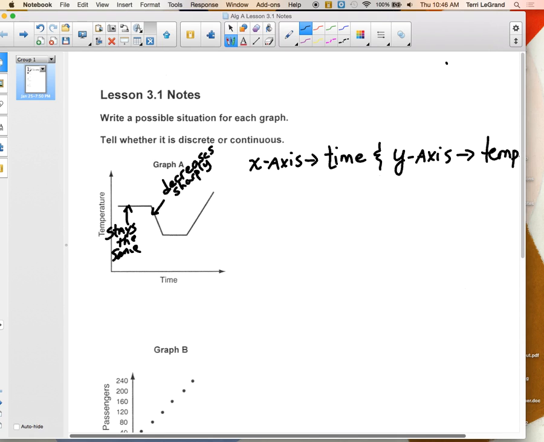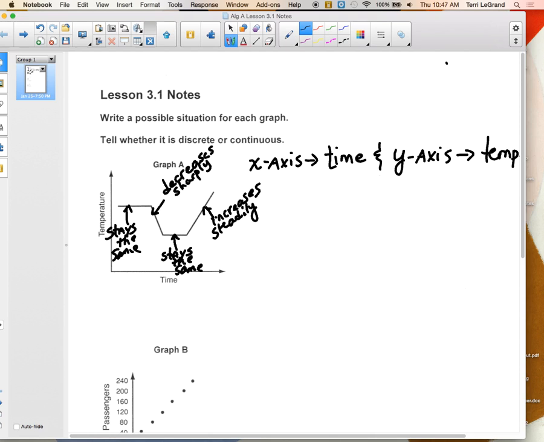How about, now we have this little section. What should we say there? Stays the same again. Okay. So whatever it is in our story, when we are describing it, something's got to not change. Okay, and then we have our last one here. What should we say there? Increases steadily. Okay, increases steadily.